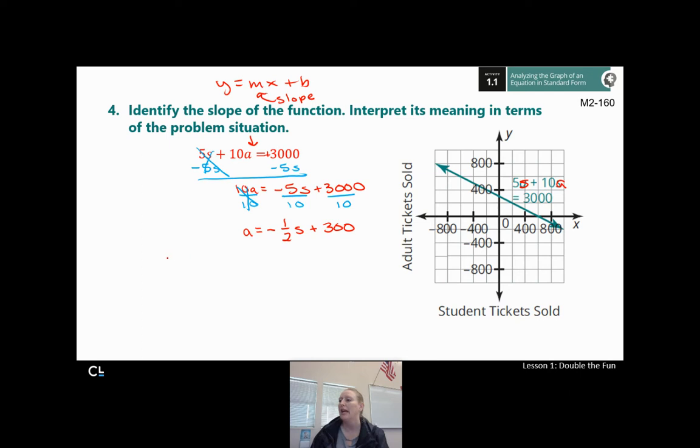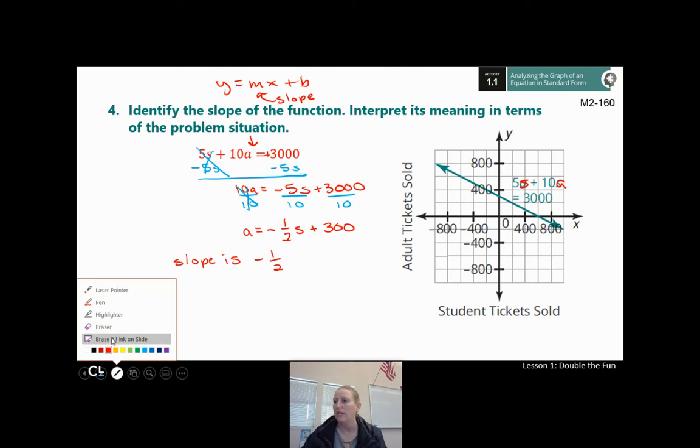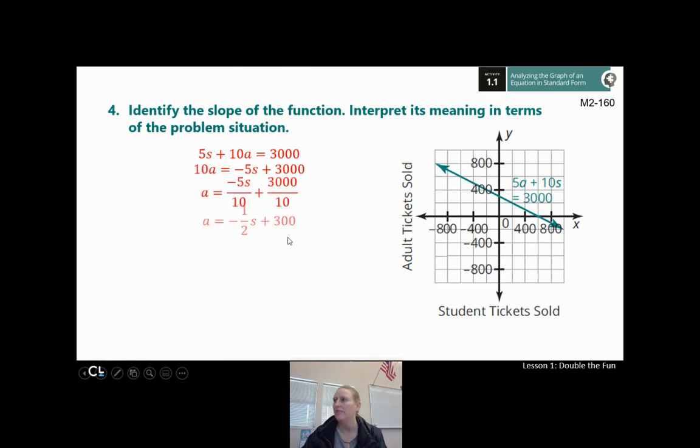So it looks like my slope is negative 1/2. Hooray, there it is. But what does it mean in terms of this situation? Let's talk. In fact, I'm going to go ahead and erase all of this so we can see a little better. So the slope of the function is negative 1/2.